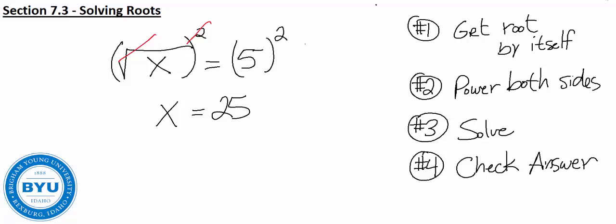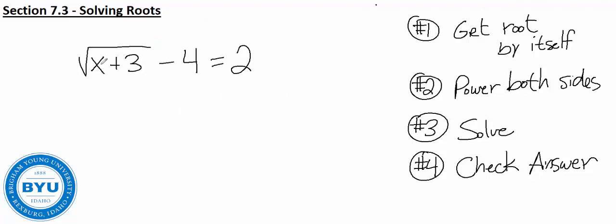Let's try something a little more involved. So here we've got the square root of x plus 3, minus 4, equals 2. Let's get through our steps. Step number 1, get Vans by itself. So I've got to get this by itself. I've got to undo this minus 4, so we're going to go ahead and plus 4 to both sides.